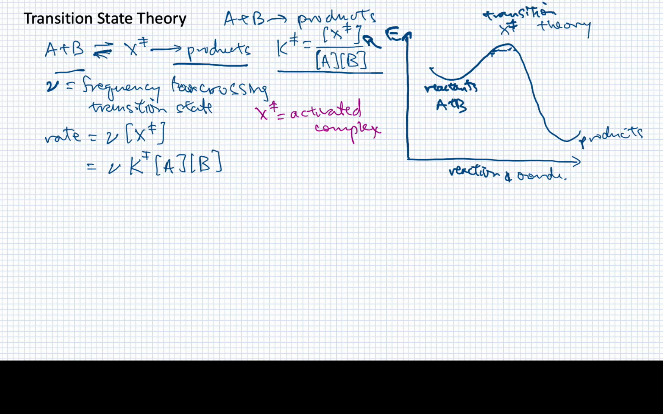Now, the reason for writing it this way is that this looks an awful lot like our fundamental differential rate law for a bimolecular reaction. So by writing it this way, it allows us to make an identification of these constants here with the rate constant.